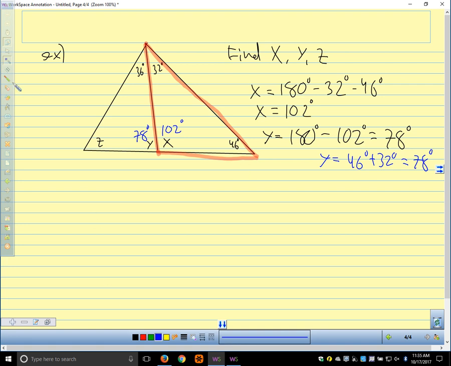Well, now we're set for angle Z, because for angle Z in this green triangle, we know two of the three angles in that triangle, so we're going to add 36 and 78, subtract from 180. 180 minus 36 minus 78, and I get angle Z is 66 degrees. Anyone see a different way that we could have started with angle Z?